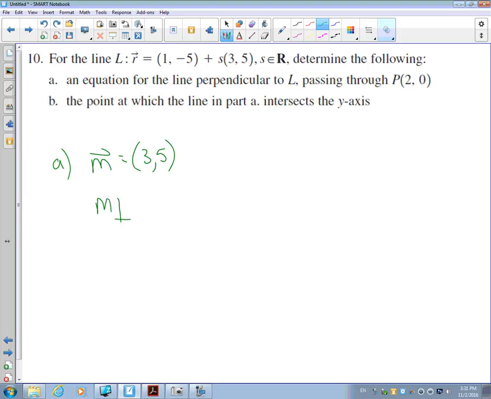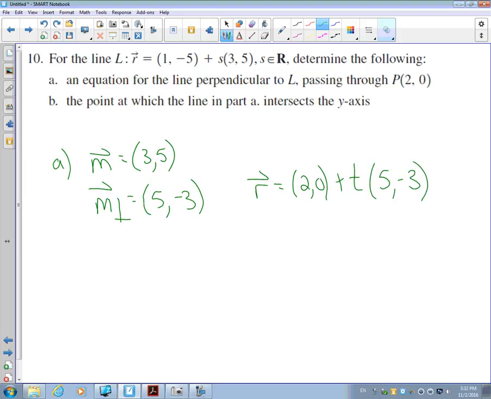For perpendicular, which we learned about last year, you can swap the order and change one value. So if I want something perpendicular and going to the point 2, 0, my point is 2, 0, and my direction would be 5, negative 3. Remember, you could have also chosen to swap the other value, so it could have been negative 5 and 3. That's also acceptable there.